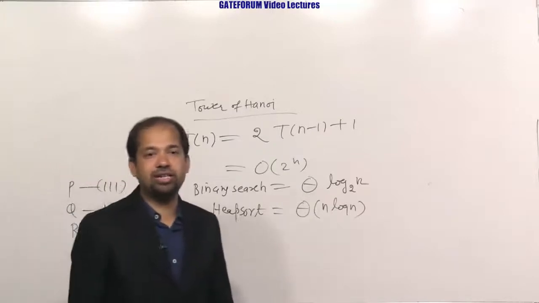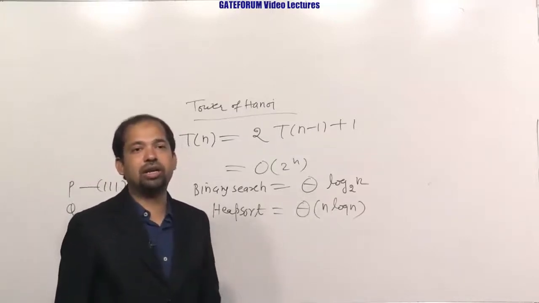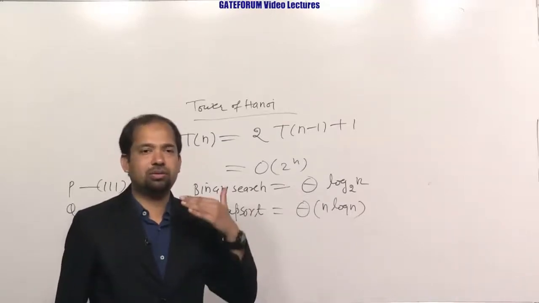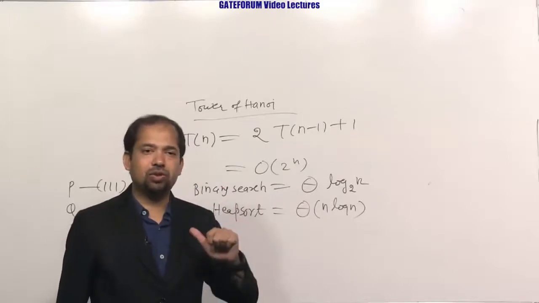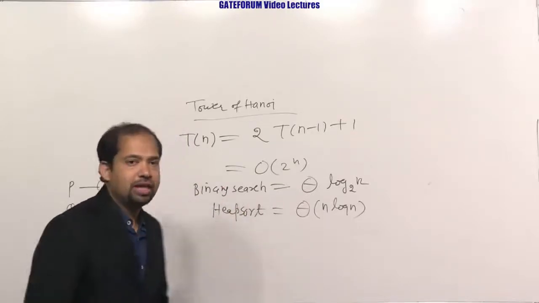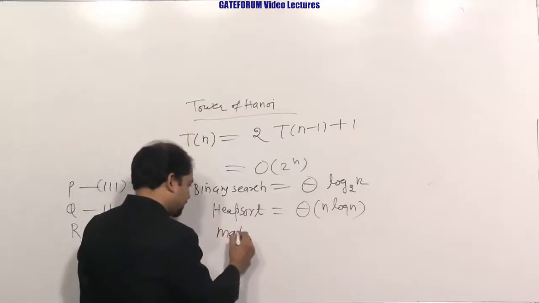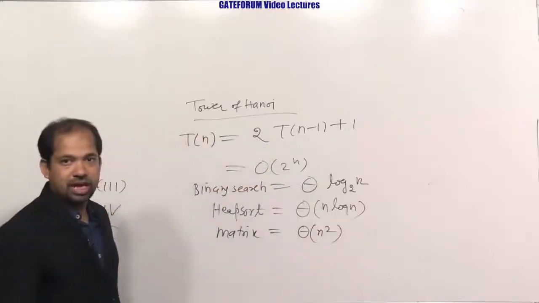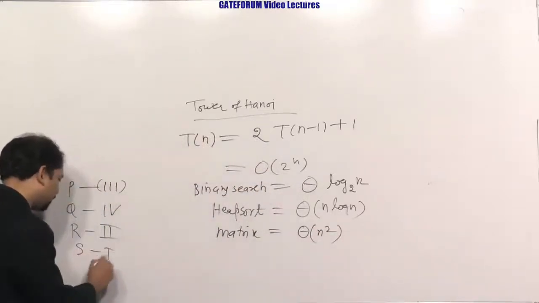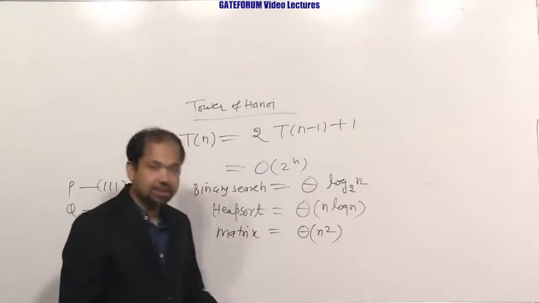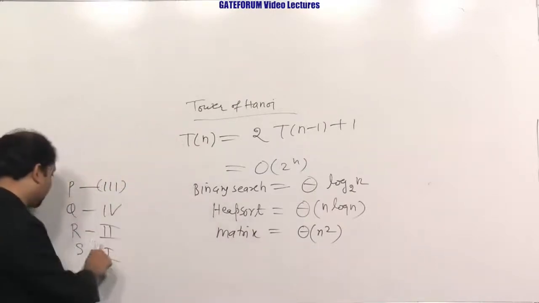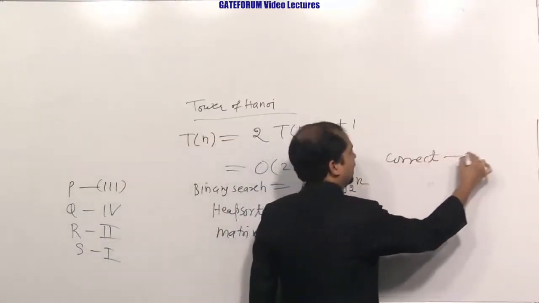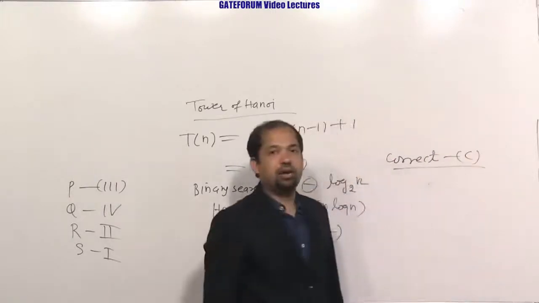Next, addition of two n cross n matrices. In an n cross n matrix we have rows and columns, so there are two loops, one for row and one for column, and each will go n times, so n into n. So the addition of two matrices requires order of n square. So S will be 1. So the right answer here is C: P3 Q4 R2 S1. So the correct answer is option C. This is the end of the question.